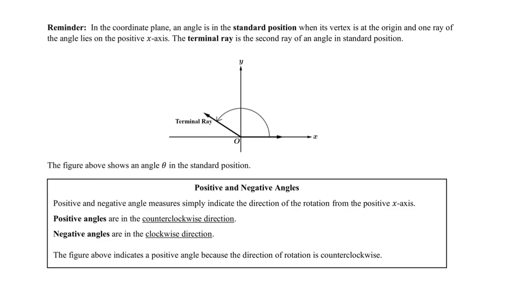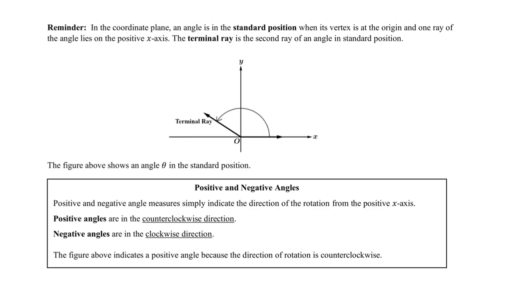Reminder, in the coordinate plane, an angle is in the standard position when its vertex is at the origin, and one ray of the angle lies on the positive x-axis. The terminal ray is the second ray of the angle in standard position. The figure above shows an angle theta in standard position.